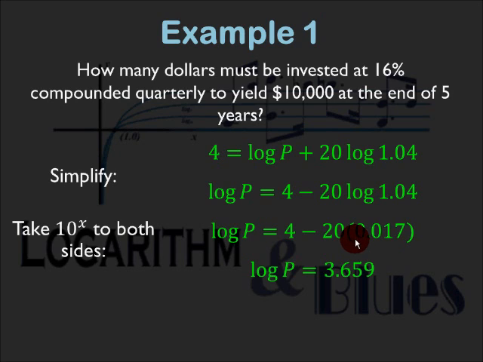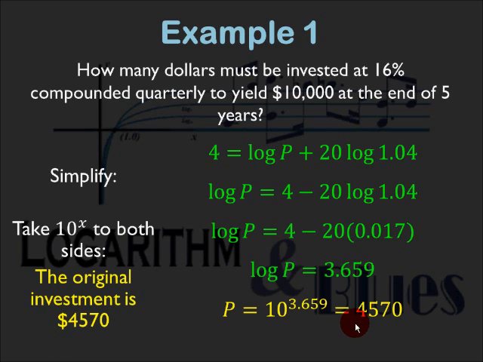Now you have to use the 10 to the x function to find out what P is. So 10 to the log P is just P. So P is 10 to the 3.659 power, or 4570. So the original investment was $4,570.